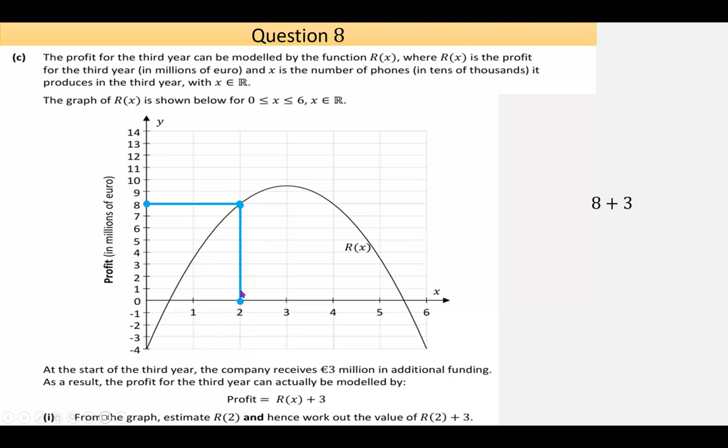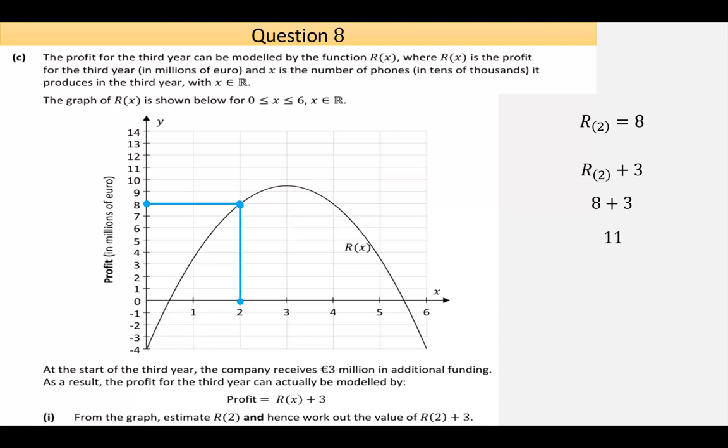So I read it up. When x is 2, it hits the graph and I read it off as 8. Now to find the profit, I have to add on 3 to that number. R of x is 8, I found that off from the graph, plus 3, which gives me 11. Now I set animations there, but they didn't play in the right order for some unknown reason.